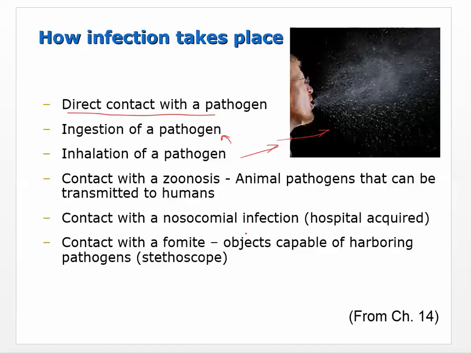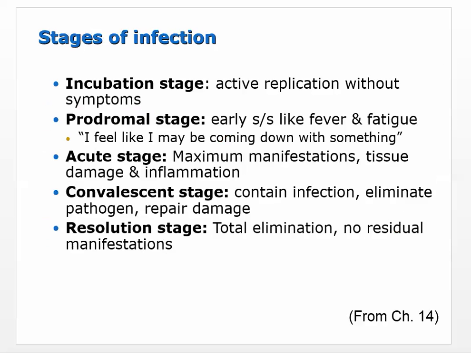Contact with a nosocomial infection, that just means hospital acquired. So we can see things like MRSA that can be spread a lot in hospitals. Contact with a fomite, which is an inanimate object capable of harboring pathogens. That would include something like a stethoscope, but that's pretty much an endless list.